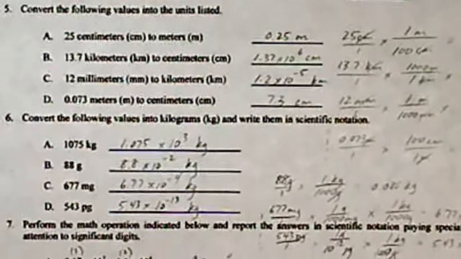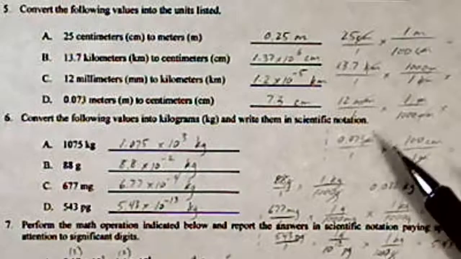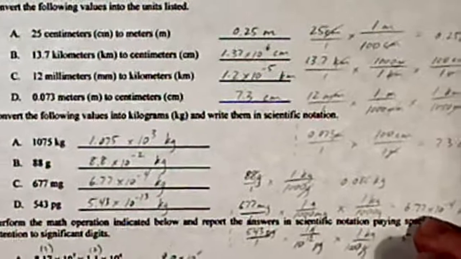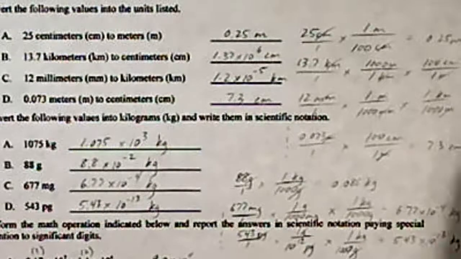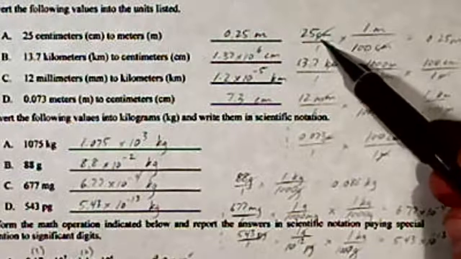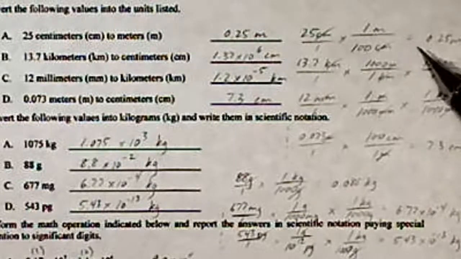Number 5 deals with conversions, just to get you back in the habit of using the metric system. A, 25 centimeters into meters. For all of these, even to this day, I almost always write it out using the dimensional analysis techniques, which we will practice in a future homework. But just to show you how it goes, start out with 25 centimeters. I know that in every 1 meter there are 100 centimeters, so I get 0.25 meters.